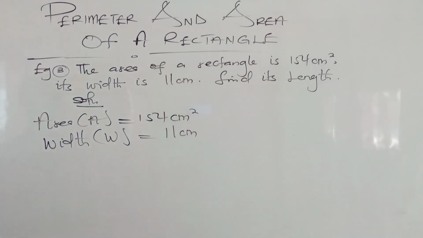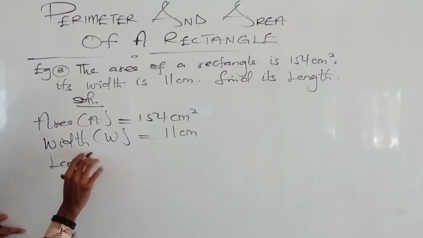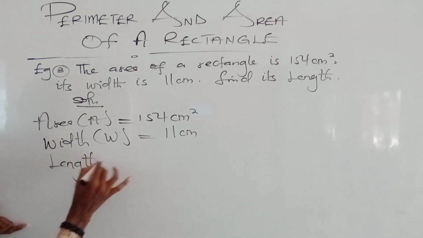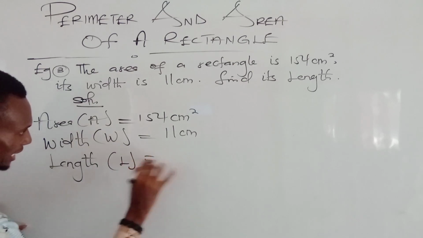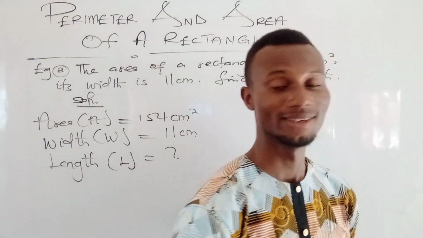Now it says find its length, so we have to find the length. Let's write the length down. So write length in full, then in brackets L, equals question mark, we don't know. So we are being asked to find the length.